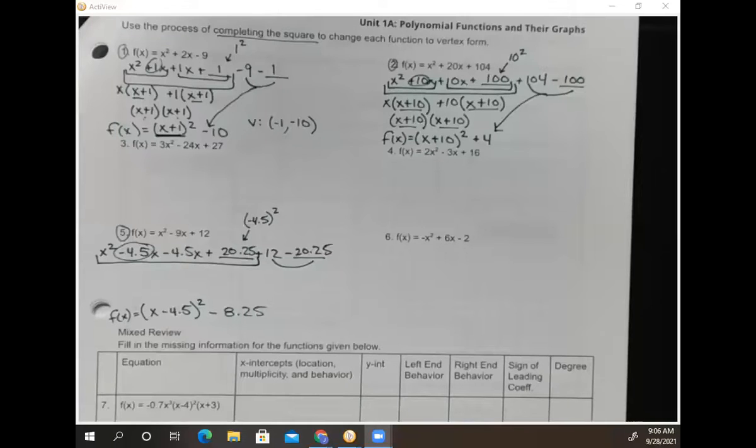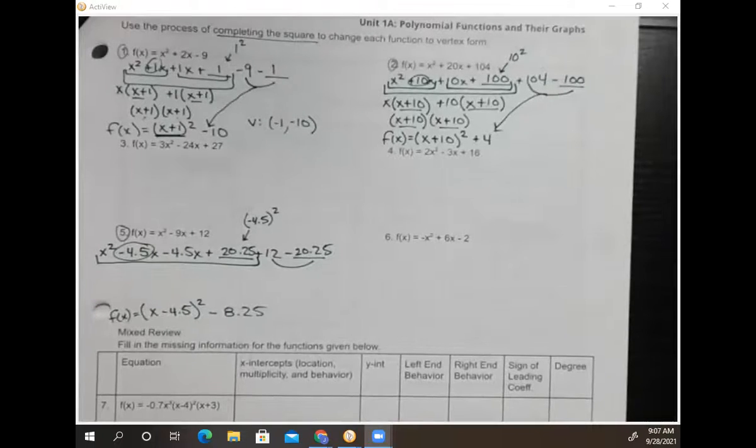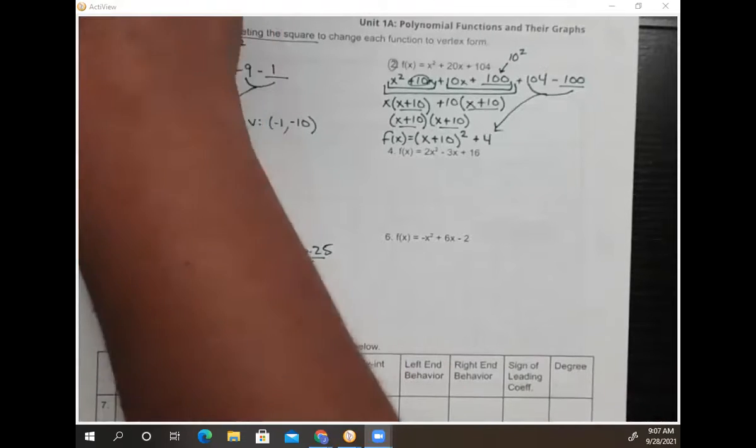Okay, so last night for homework, you had your video over the other portion of completing the square, specifically when we have a lead coefficient that's not 1. So that's what we're going to look at today. We've got some more practice problems on page 49 that we're going to take a look at. And again, we're looking at completing the square when our lead coefficient is not 1.